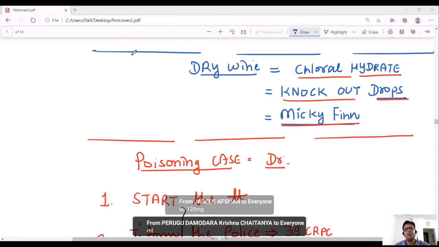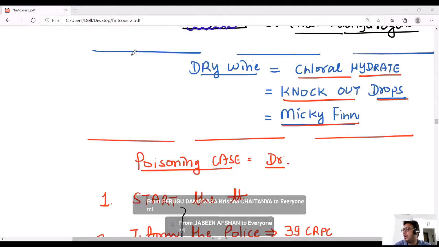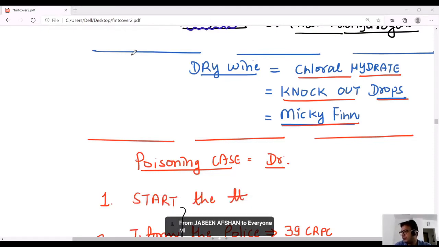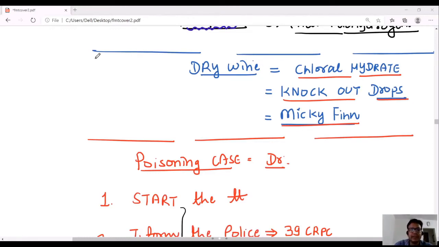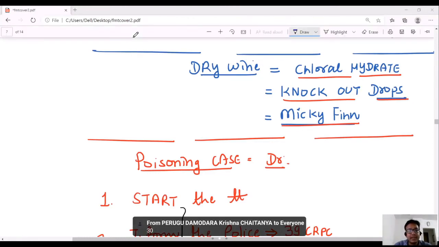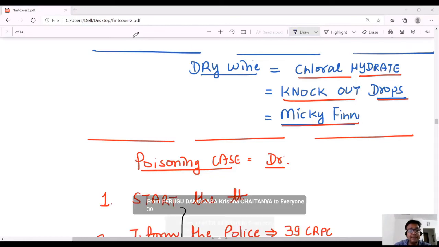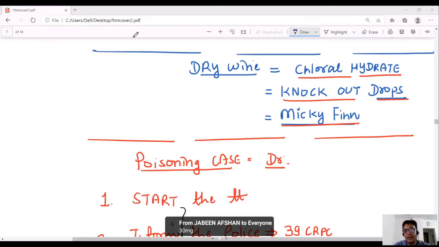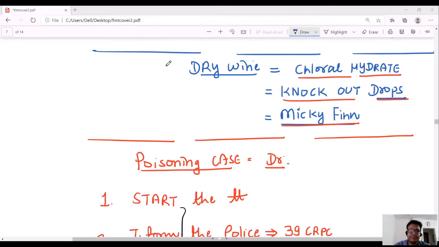Sir, we have discussed ethanol and methanol. What is the driving limit of ethanol? It is 30 milligram percentage, not ml, it is milligram percentage.